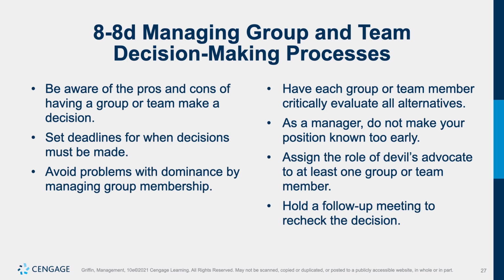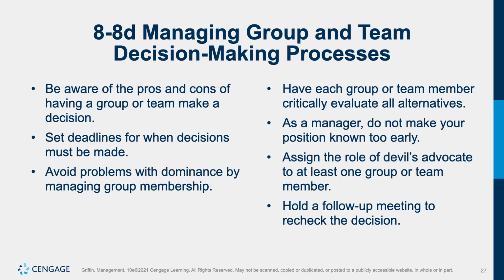Managing group and team decision making processes, right? There are several things that managers have to do to promote the effectiveness of group and team decision making. One would be to be aware of the pros and cons of having a group or team make a decision. Such awareness would guide against groupthink, or guide against what the cons, the disadvantages, of group decision making are.